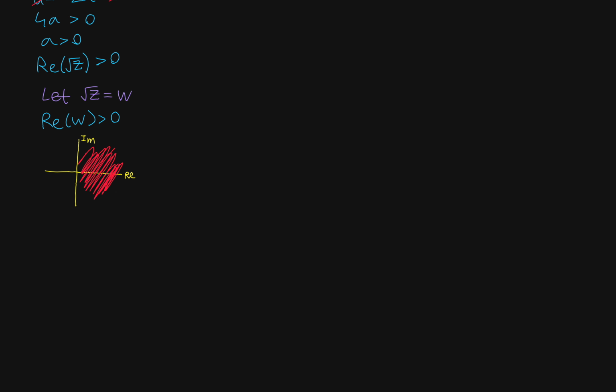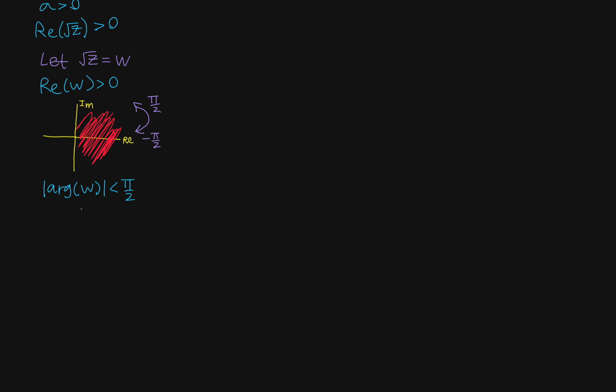And if we want to express this by argument or by the angle, we see that we will have basically this entire area, so it's up till pi over 2 and minus pi over 2, right? Not including 0, not including anything directly on the imaginary axis. So basically what we're going to have is that the absolute value of the argument of w is less than pi over 2.